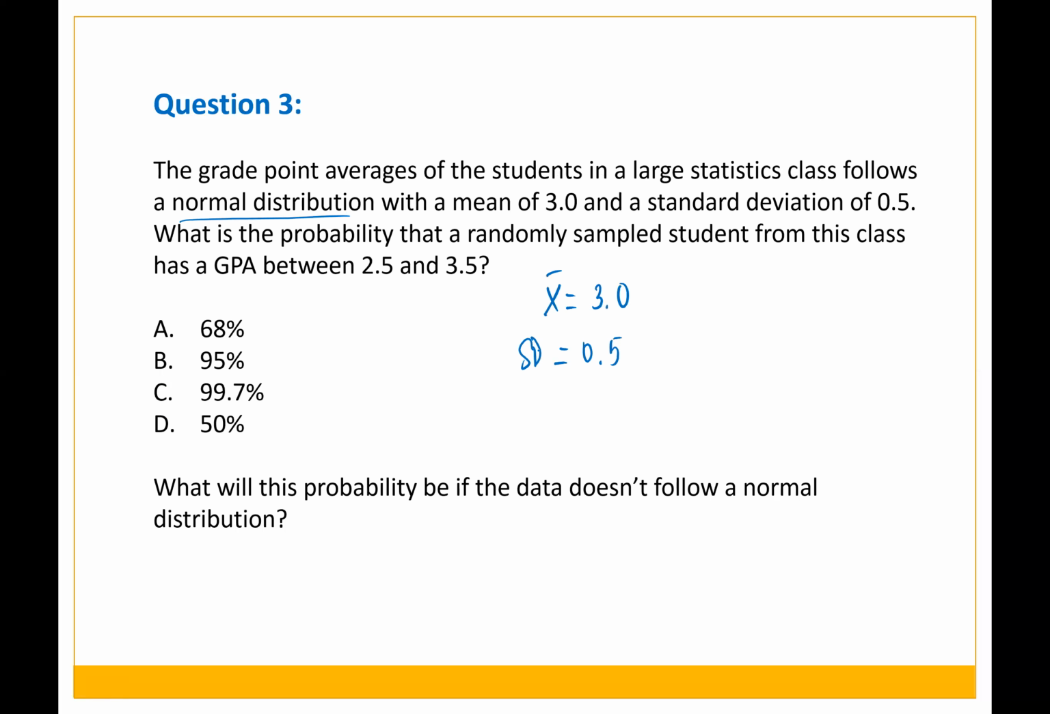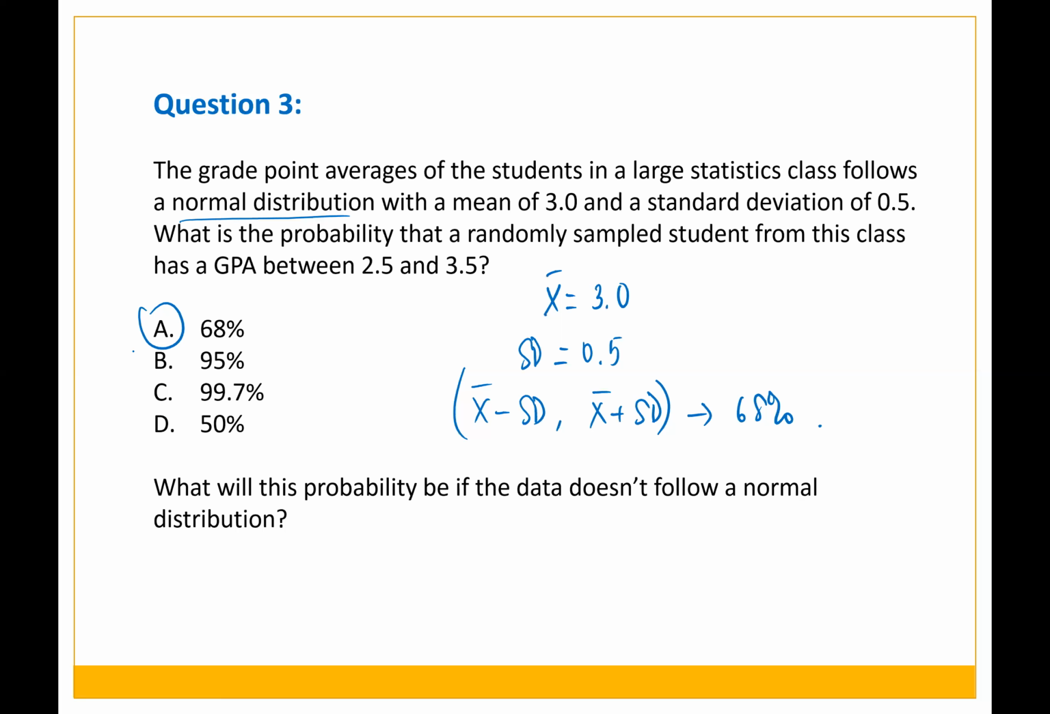Now it's going from 2.5 to 3.5, and if you look at the mean and standard deviation, this is exactly mean minus 1 standard deviation to mean plus 1 standard deviation. Because it's a normal distribution, we can use the empirical rule to solve, and this one is actually 68%. So it's nothing difficult, just using the same rule again, but make sure that a normal distribution is specified.